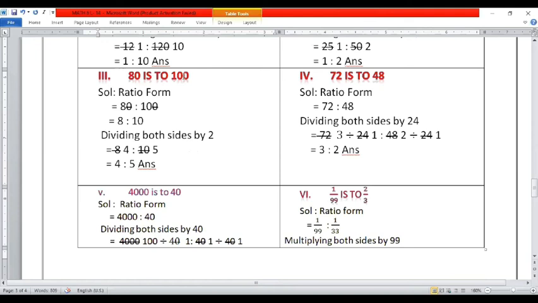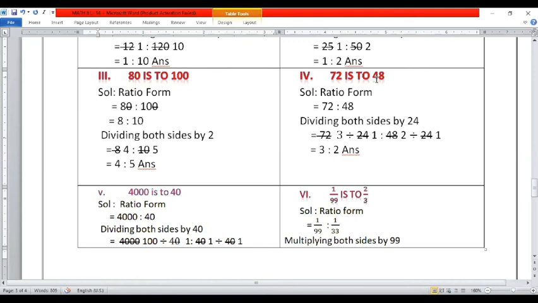80 is to 100, ratio form 80 ratio 100. On both sides 0 cancels. 0 cancels from the 80 and 0 cancels from here 100. I got 8 and 10. Now there is only one number, that is 2, that can divide 8 and 10. 2 can divide 8, 4 times and 2 can divide 10, 5 times. So 4 ratio 5. Same way 72 is to 48.